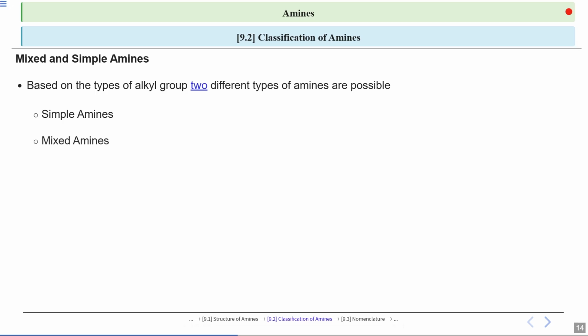Next, the second type is known as the mixed amine. In a mixed amine, not all the groups that are attached to the nitrogen are the same. So in simple amines, as I've told you, all the alkyl or aryl groups are the same.